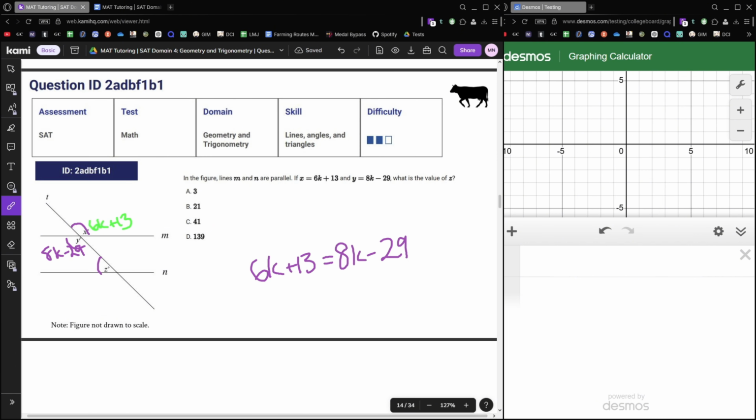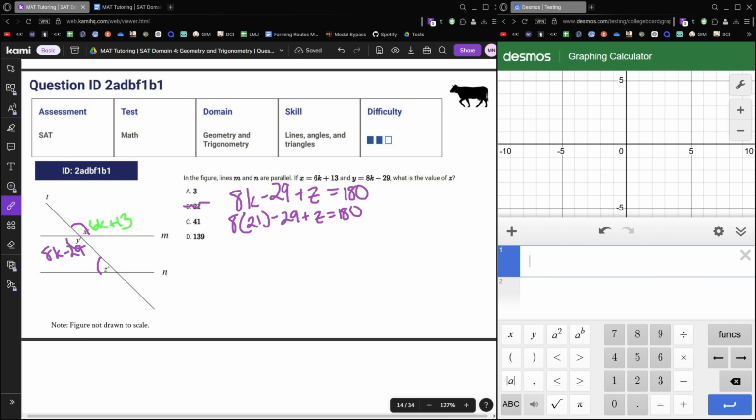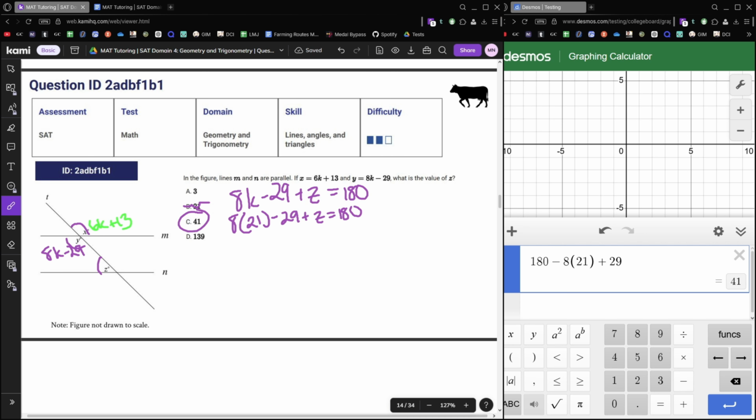Alright, once again, x and y are across from each other, so they're equal. Alright, let's get k by itself. And then divide by 2 to get that k is equal to 21. But job's not done yet, don't choose 21. Now we know that y and z are supplementary angles, so they add up to 180. And then let's substitute in 21 for k. Alright, and now finally we can solve for z. That's just gonna be 180 minus 8 times 21 plus 29. And we get that z would be equal to 41 degrees, which is C.